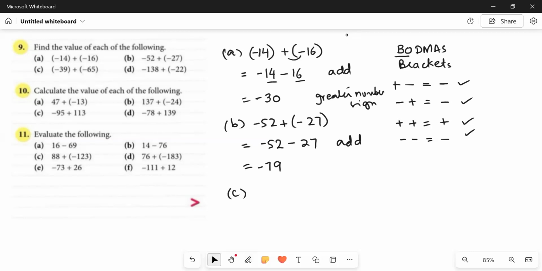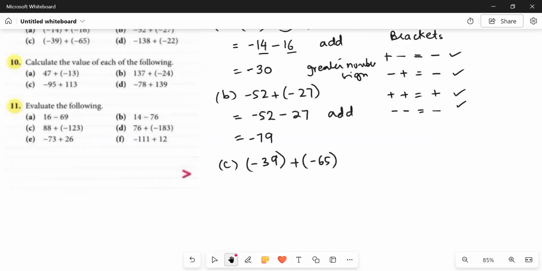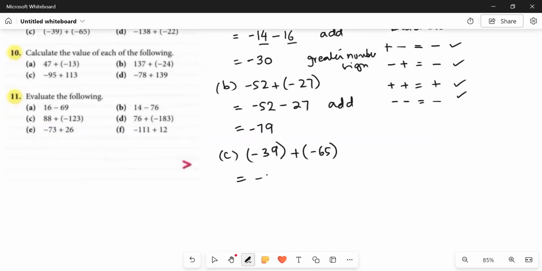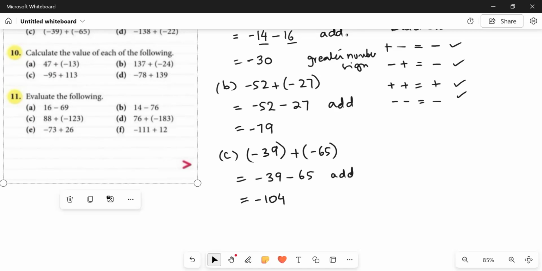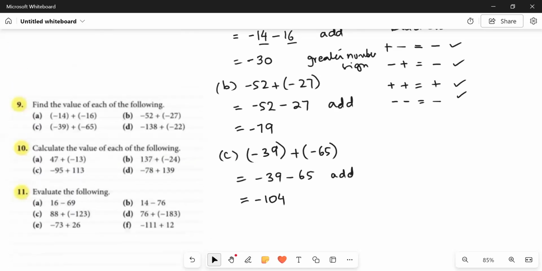Similarly, part C, minus 39 bracket plus minus 65. Again, we have a positive and a negative sign together. So it would get changed by negative. And then we have to add the two. Since both are negative, we have to add the two integers. So what are we going to get after adding up 65 and 39? It's simple, 102. You have to put the sign of negative since both the integers are negative.